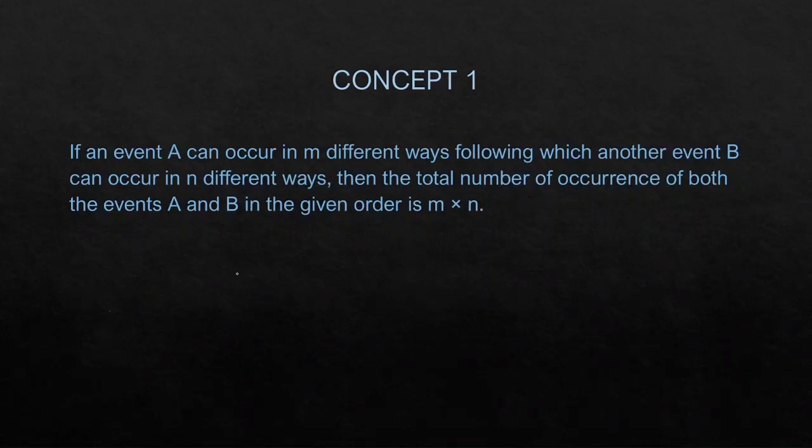If an event A can occur in m different ways, following which another event B can occur in n different ways. So here we are talking about 2 different events which have different ways of occurring. Then the total number of occurrences of both the events A and B in the given order is m into n.